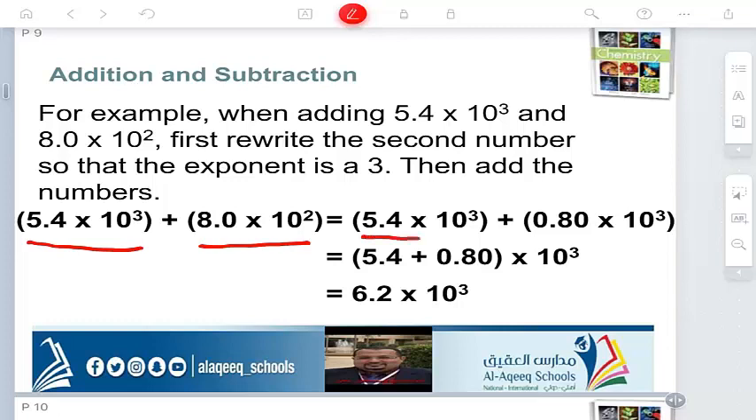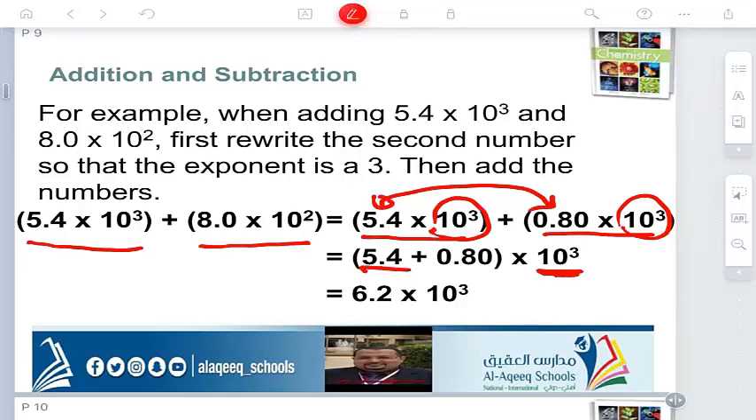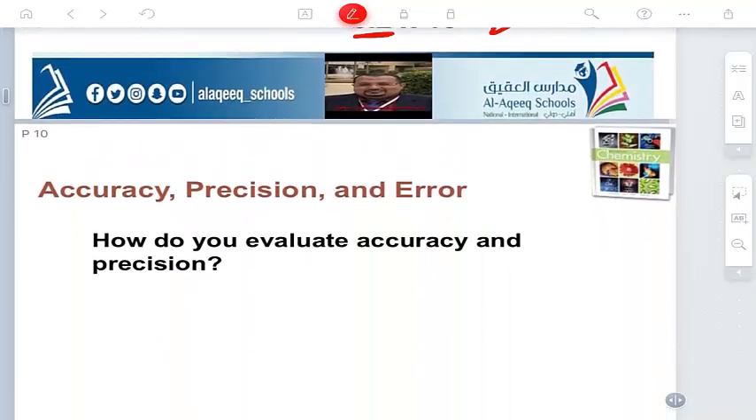Okay, here, what's the number that is repeated? This exponent, 10 to the power of something, 10 to the power 3. Take it as common and add this number and this number. Look, 5.4 plus 0.80 times 10 to the power 3. Finish this first, and you will find 6.2 times 10 to the power 3. If you want to do subtraction, it's the same process.